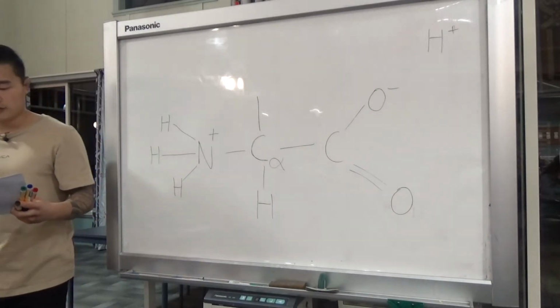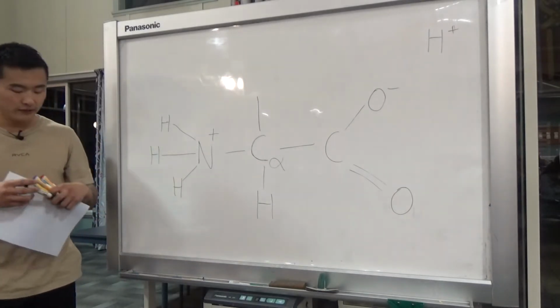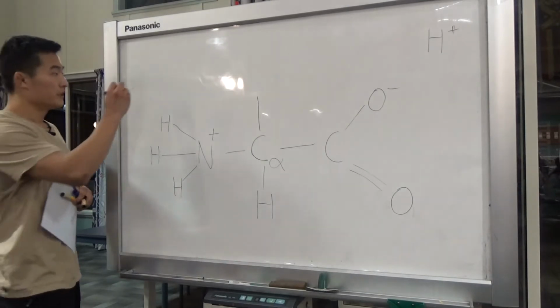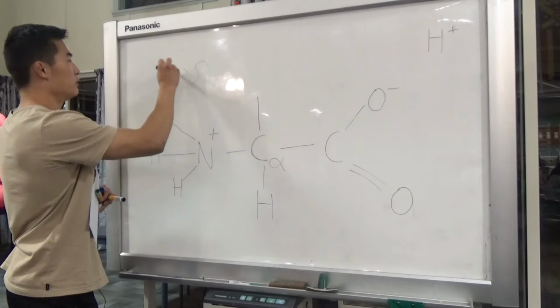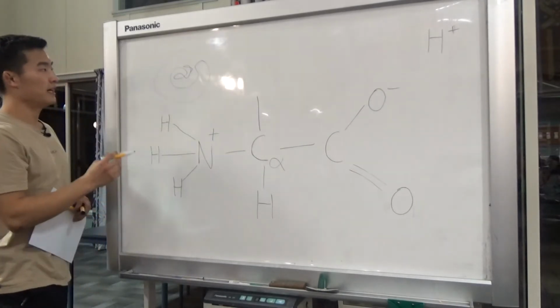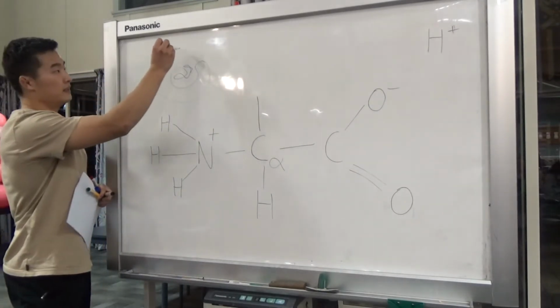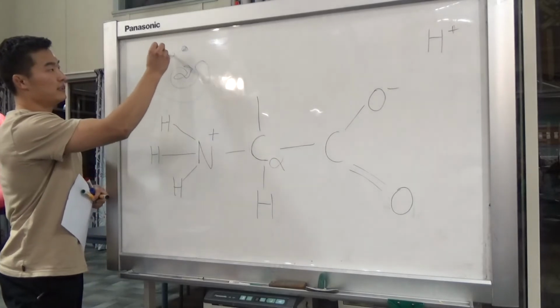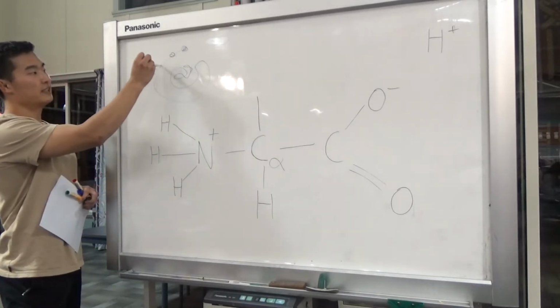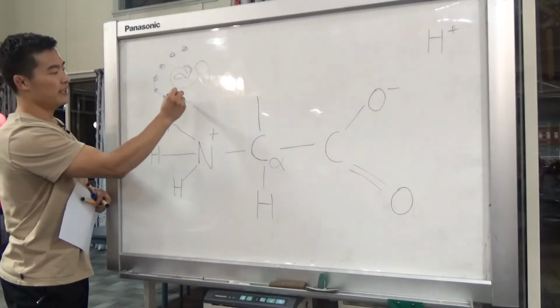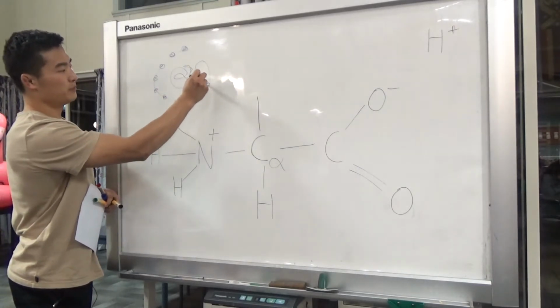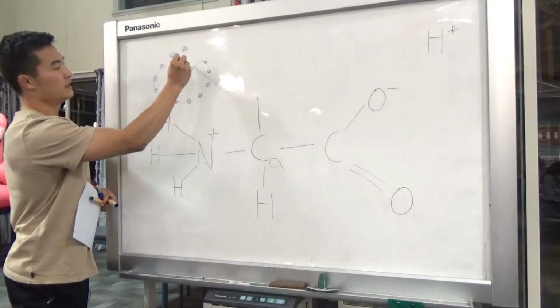If you have a big protein that's all wrapped around like this, remember that this will be one amino acid, there'll be a second amino acid, third, fourth. So this is just a big long chain of amino acids put together. That's what a protein is.